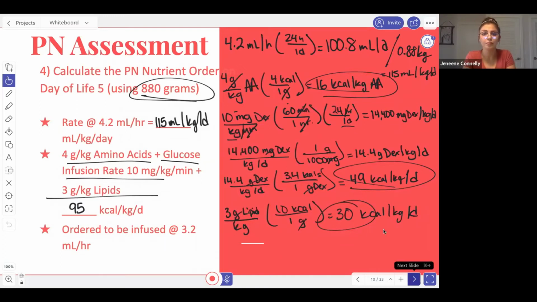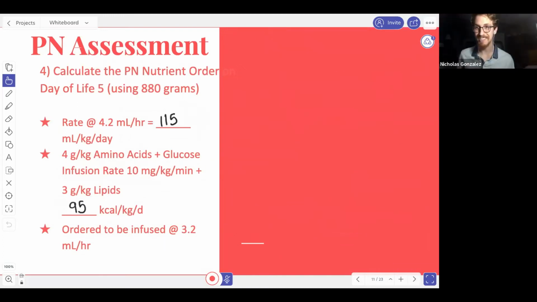Okay, let's move on. So lots of math in the NICU, right? Yeah. So much math. More than we expected.